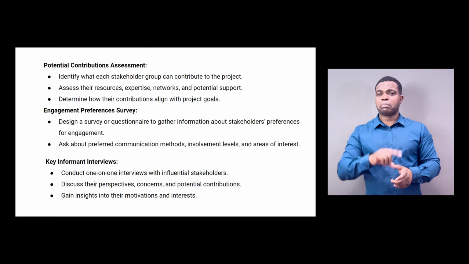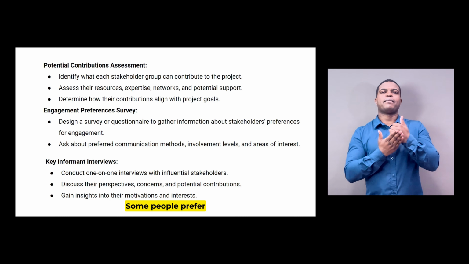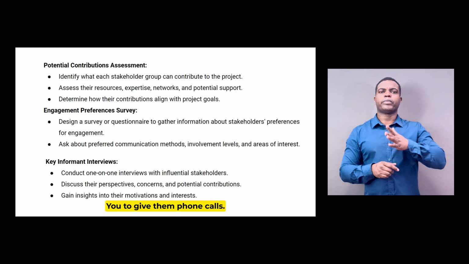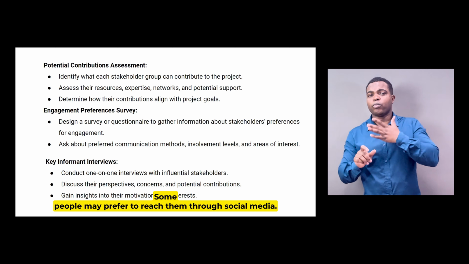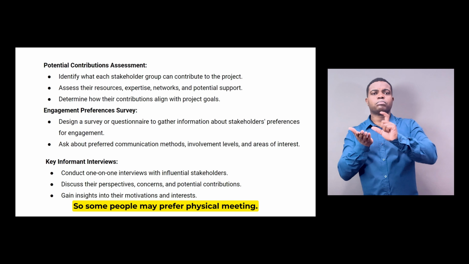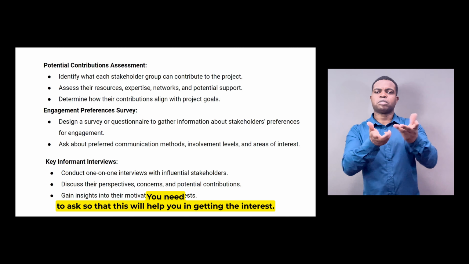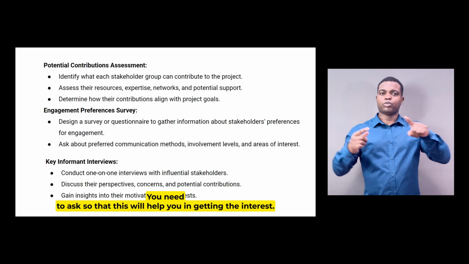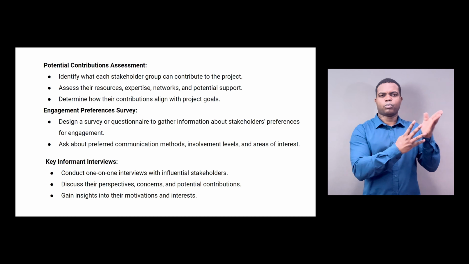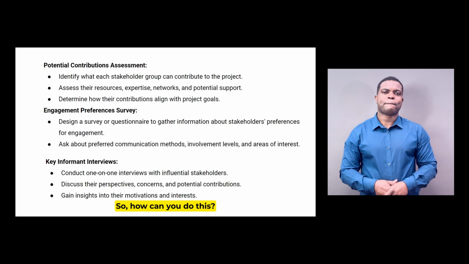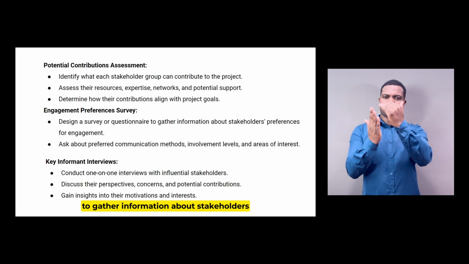There are some people that what they prefer is email. Some people prefer you to give them phone calls. Some people may prefer to be reached through social media. Some people may prefer physical meetings. You need to ask, so that this will help you in getting the interest of these stakeholders. So how can you do this? You can do this by designing a survey or questionnaire to gather information about stakeholders' preferences.